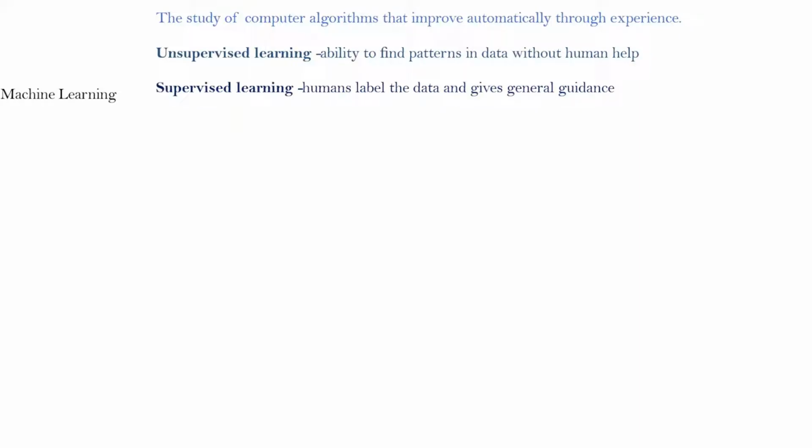And when we come to machine learning, these two terms are very important: unsupervised learning and supervised learning. So unsupervised learning is when your computer algorithm has the ability to find patterns in data without human help. The algorithm is created in a way that by looking at the data, it is itself able to find the patterns which can be the breakpoints to make a decision. Instead, if humans label the data and give the guidance, that we call supervised learning.